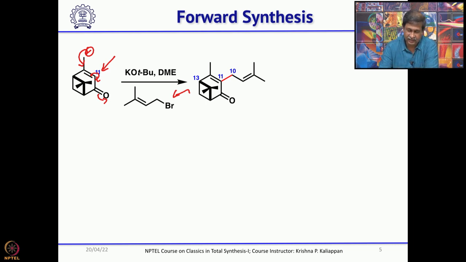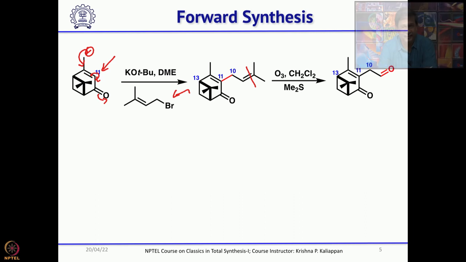Next, you can cleave this double bond selectively, because the internal double bond is electron deficient, whereas the side chain, the prenyl group double bond, is electron rich. The electron rich double bond can be easily cleaved in preference to the internal electron deficient double bond. So ozonolysis of this gives the corresponding aldehyde.